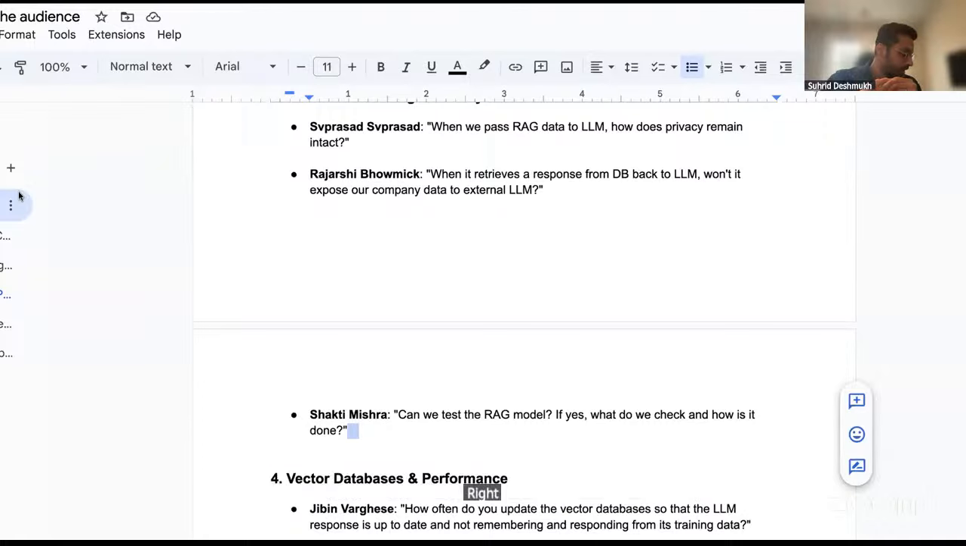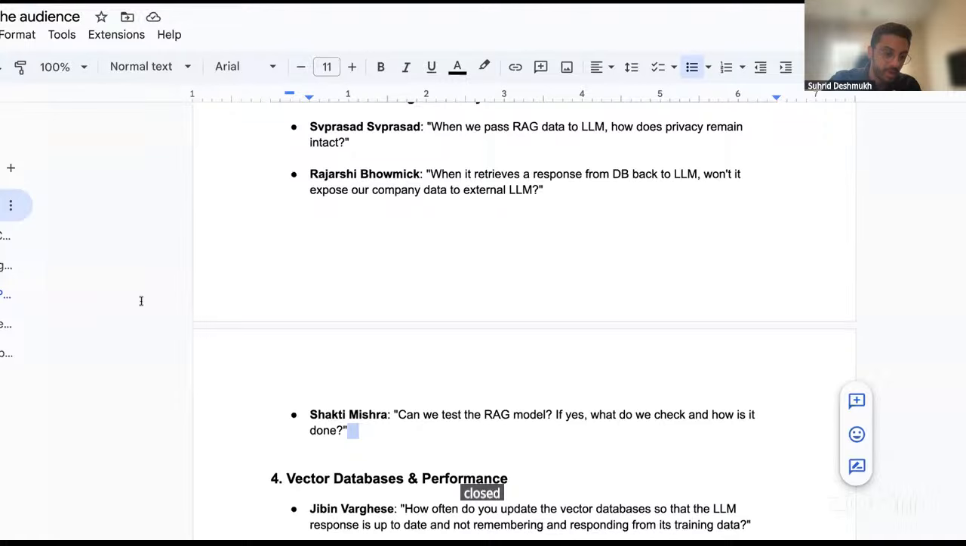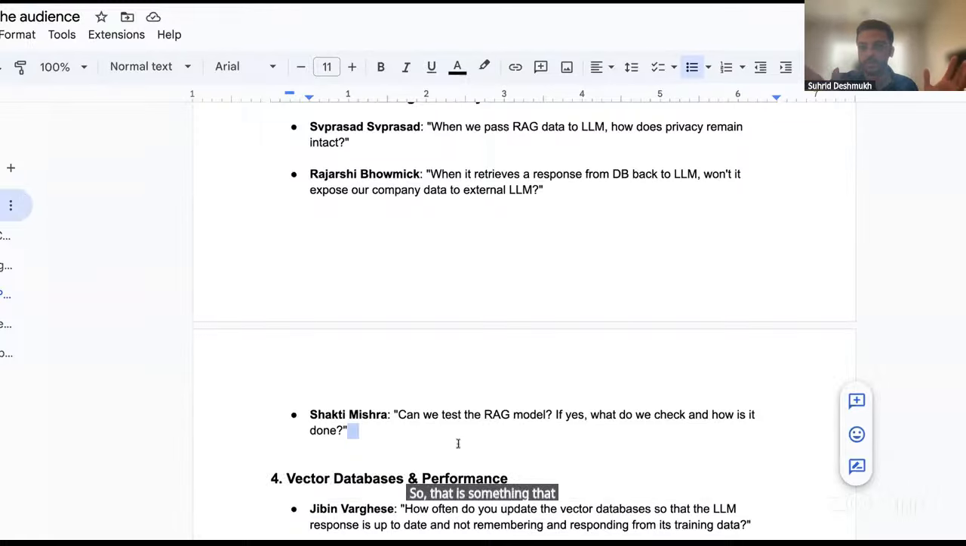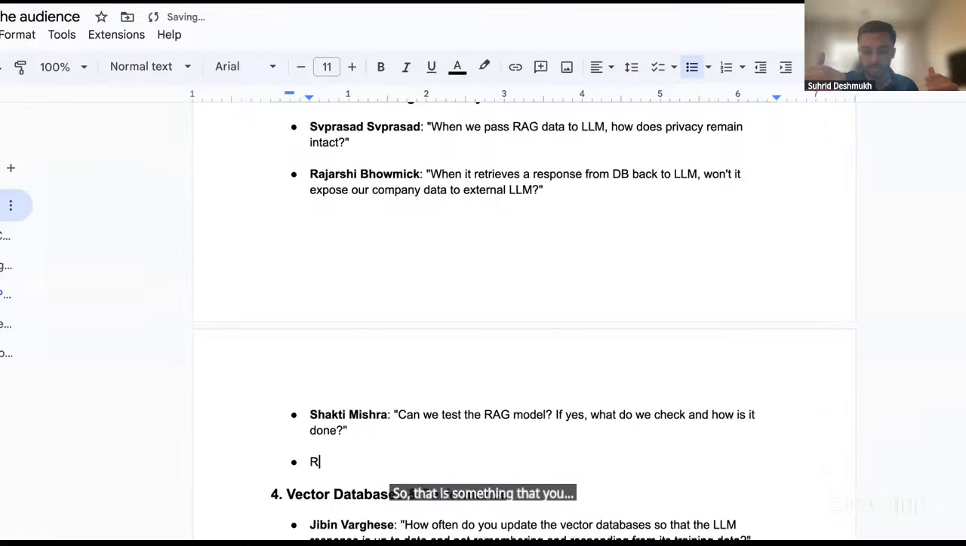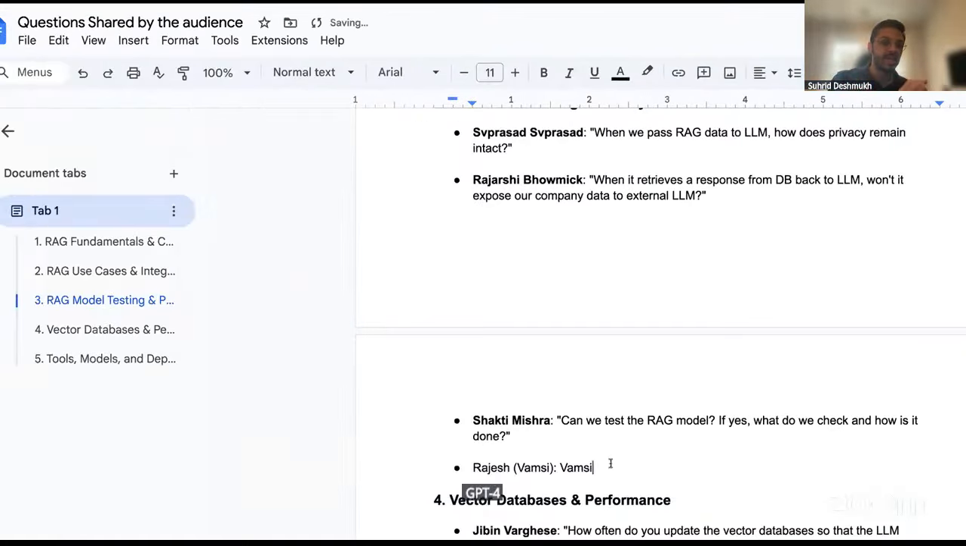Right. So for a RAG-based system, you should know that if you are using a closed source LLM, like ChatGPT or GPT-4 or something, the moment you are querying something to GPT, your data is exposed. So that is something you should keep in mind. But on the other hand, GPT-4o does have paid API services.